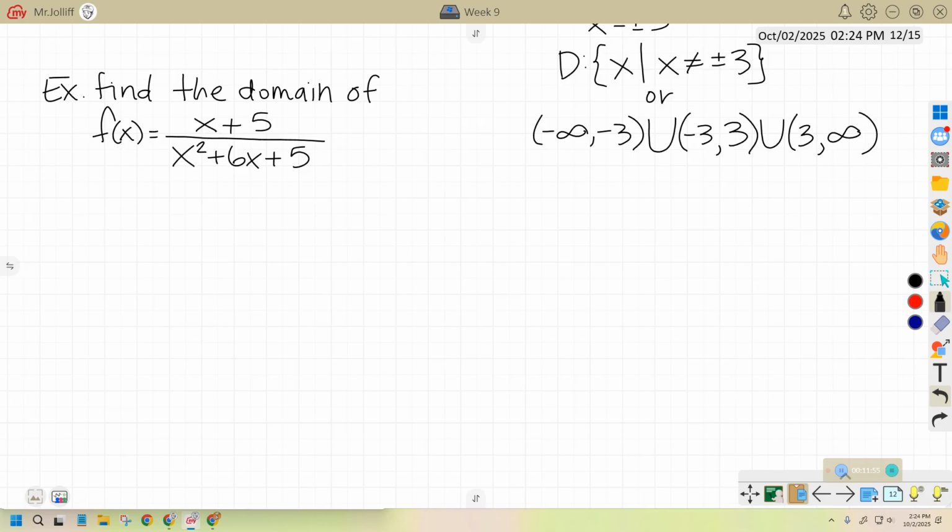Multiplying to C and adding to B. So multiplying to 5, adding to 6.